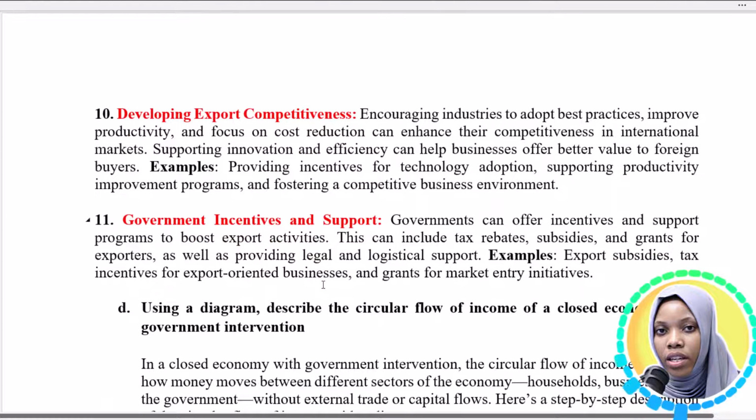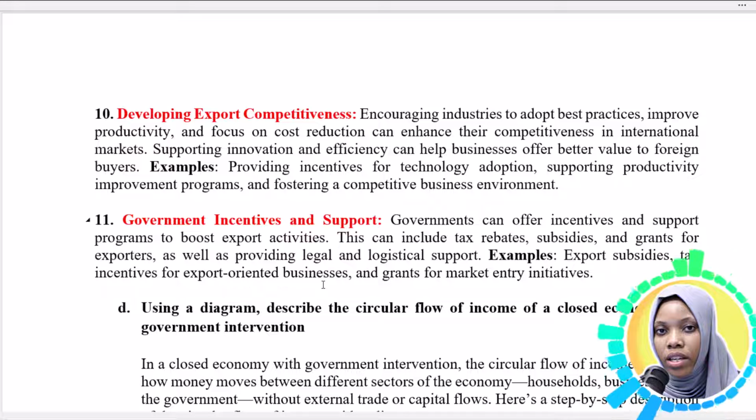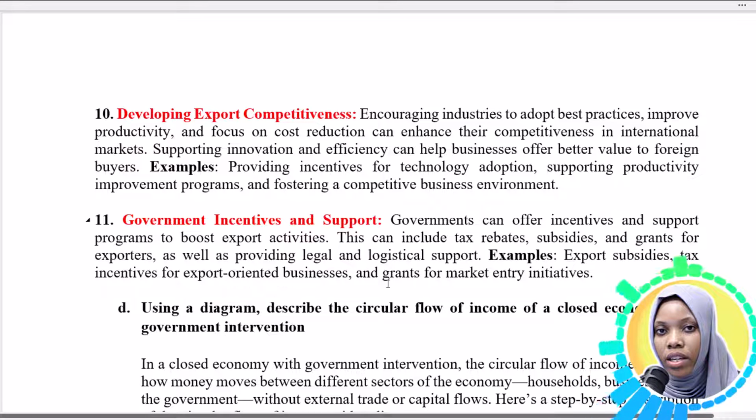Another method is developing economic competitiveness, and this is by encouraging industries to adopt best practices, improve productivity, and focus on cost reduction.